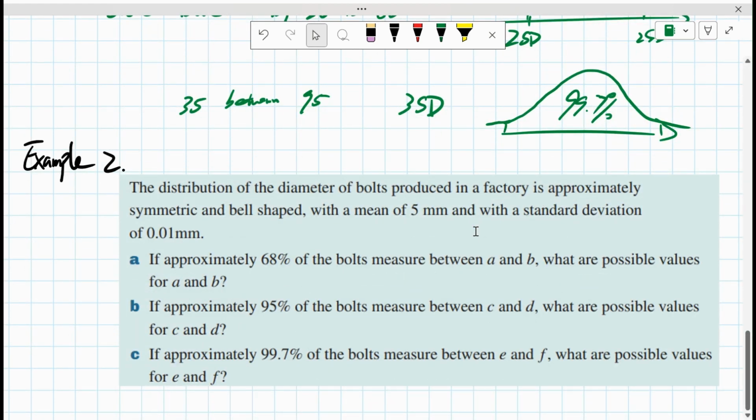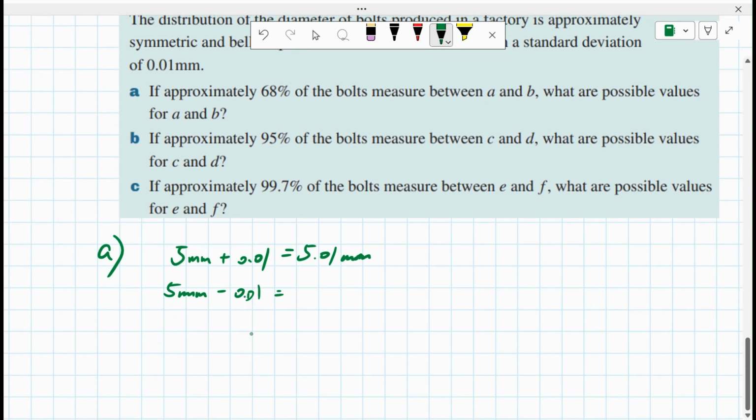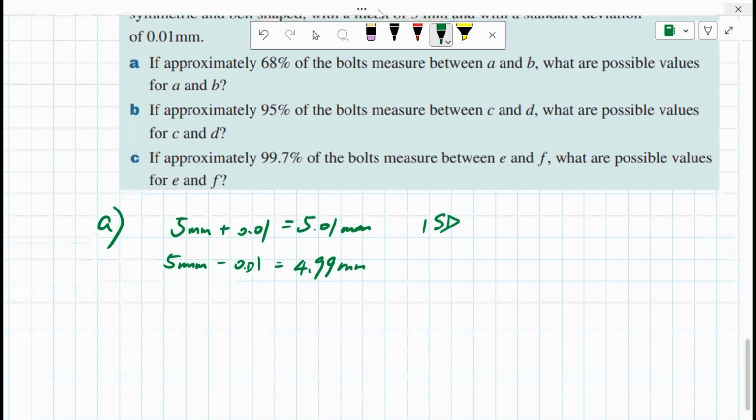Another question: the mean is 5 millimeters and the standard deviation is 0.01 millimeters, and we have to find A and B. The first one is approximately 68%, so it's 5 plus 0.01, which is 5.01 millimeters, and 5 minus 0.01, which is 4.99 millimeters. That's the first standard deviation. For two standard deviations, it becomes a little different.